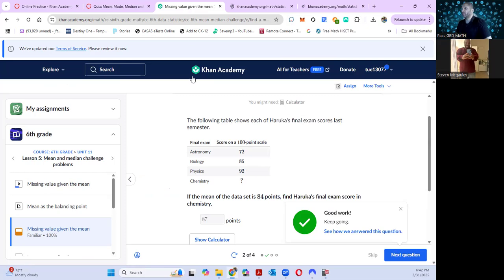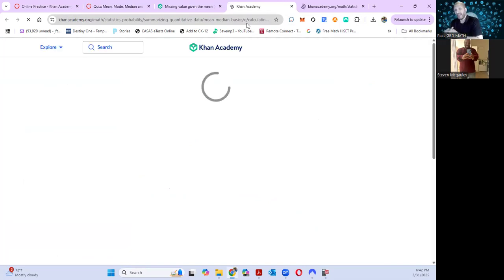So what we're gonna do is we're gonna do mean and we're gonna do median just to make sure we got it. Because I want you to leave tonight and be able to do mean, median, and find the missing value given the mean.